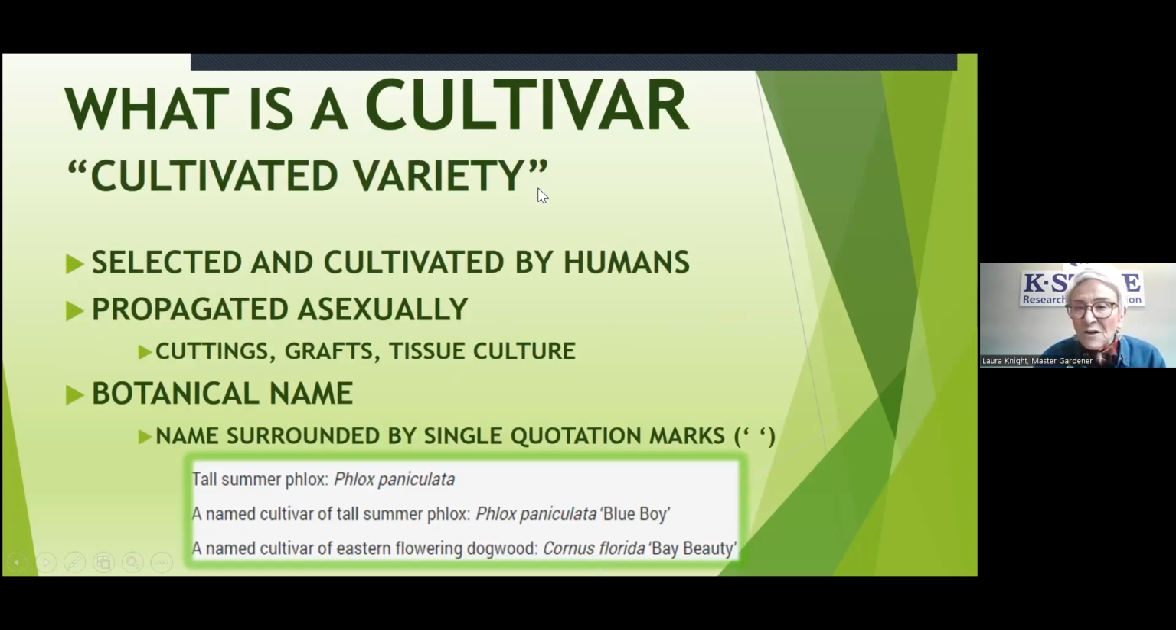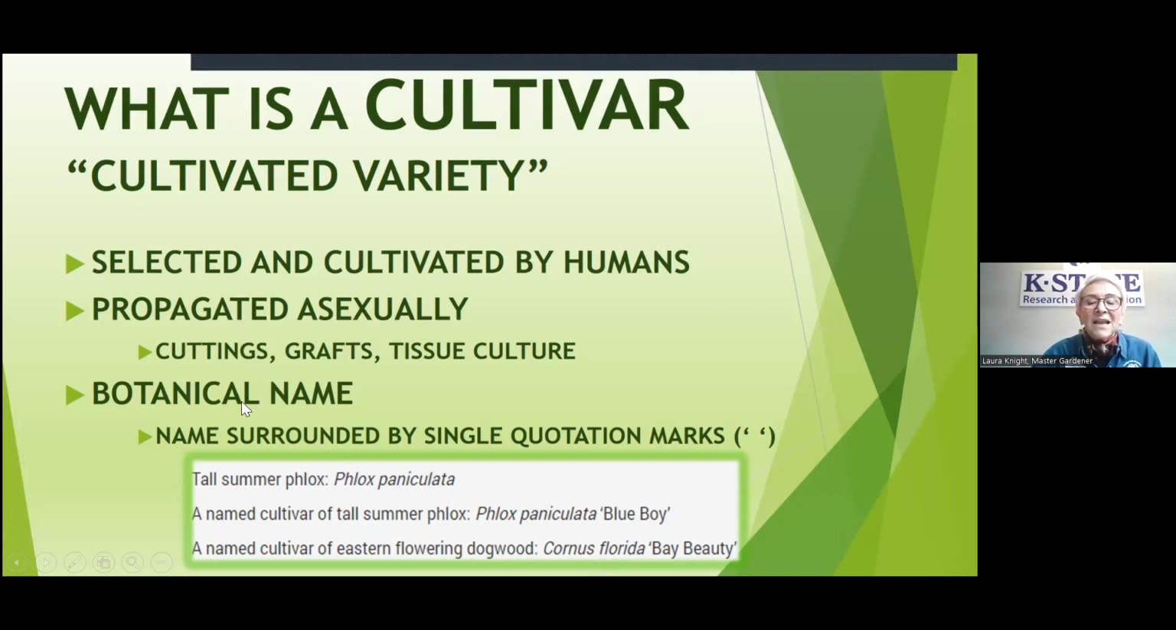Now, a cultivar is more commonly used, and it means a cultivated variety. It is selective and cultivated by humans. It is an asexual propagation by cuttings, grafts, and tissue culture. And no matter for how many years that plant exists, that genome, those genes are not going to change because you're just doing them over and over and over.